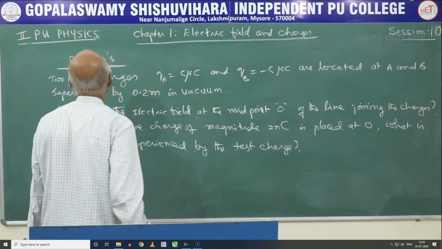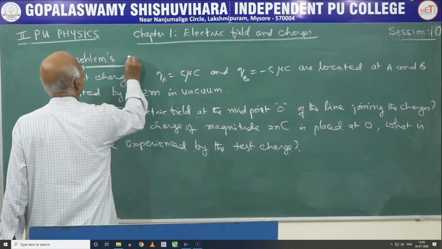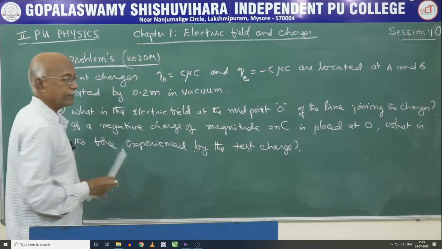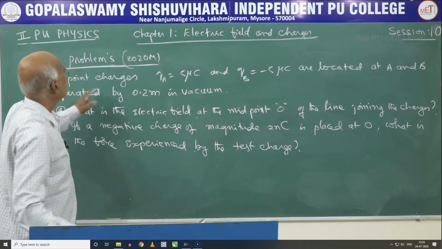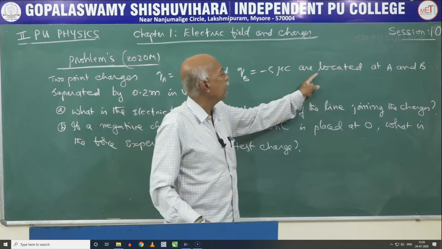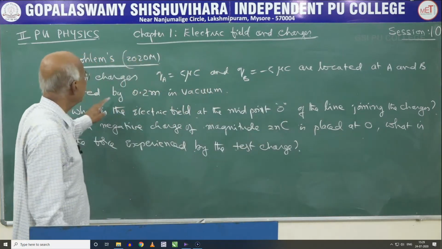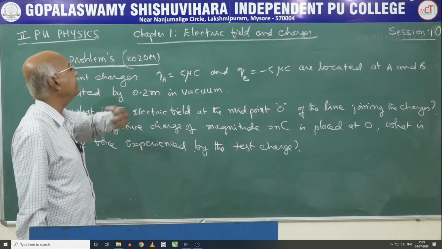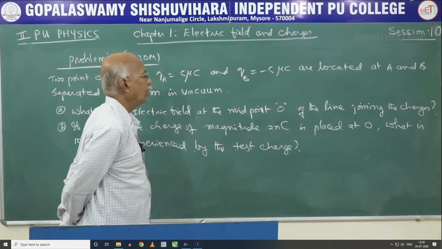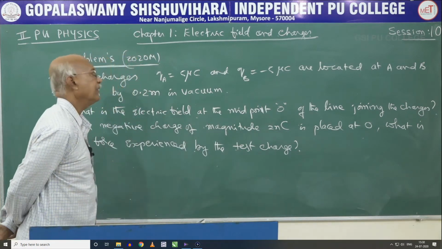This problem is from the 2020 March question paper. The question posed is like this: 2 point charges, 5 microcoulomb and minus 5 microcoulomb, are located at A and B, separated by 0.2 meter in vacuum. We have been asked what is the electric field at the midpoint O of the line joining the charges. That is the first case.